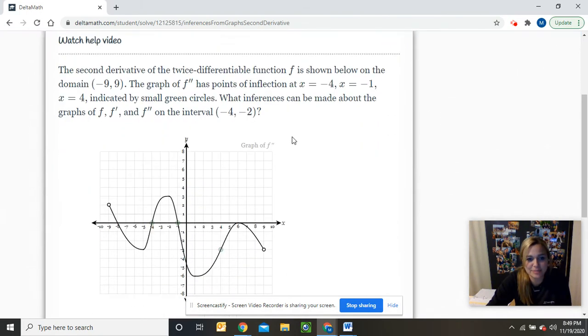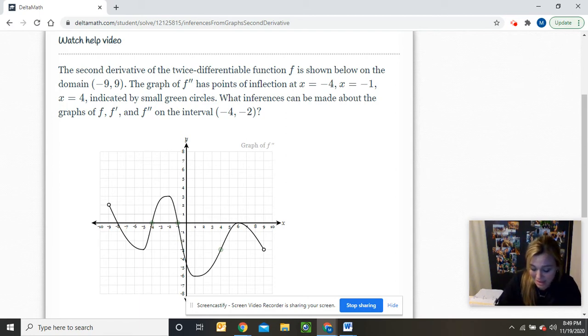We did some of these in class, but I really like these ones. Okay, so here we've got the second derivative of a twice differentiable function. So again, a function is differentiable, meaning you can take the derivative. It's therefore continuous, and it's shown below, the graph of f double prime. So we're given a graph of f double prime this time.